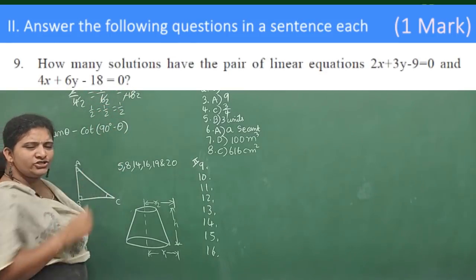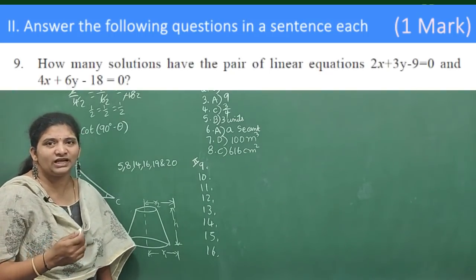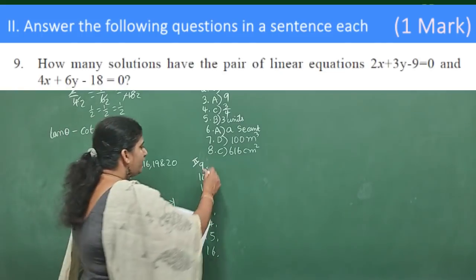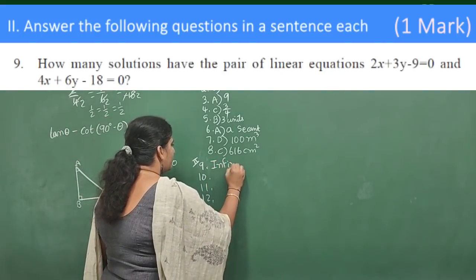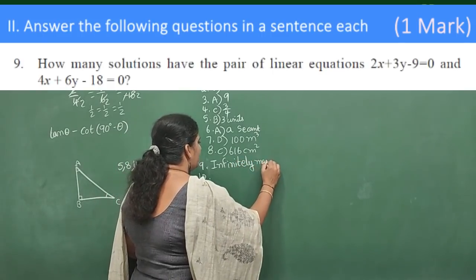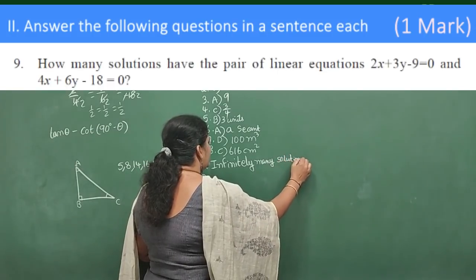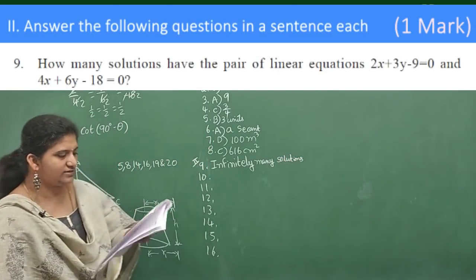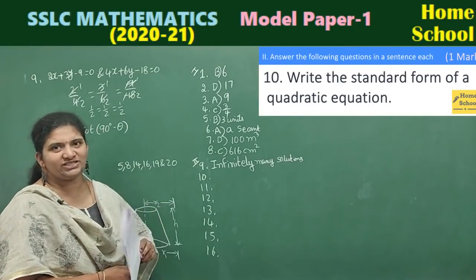If all the ratios are equal, what are the solutions? It will be infinitely many solutions. Therefore, your 9th answer is infinitely many solutions. And your 10th one, write the standard form of a quadratic equation.